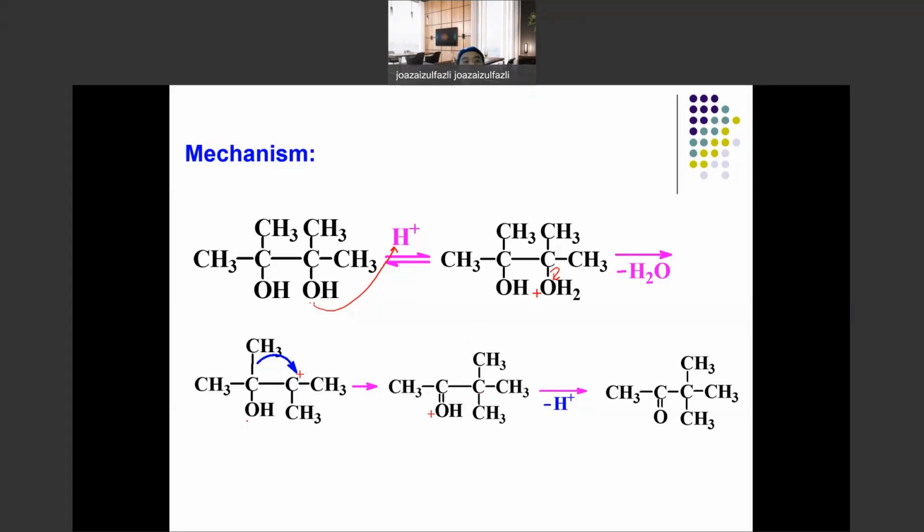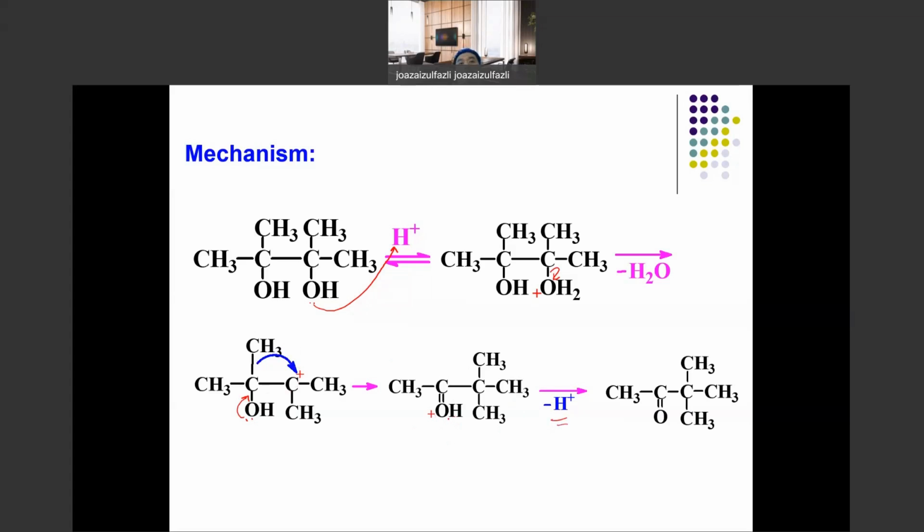If you want to show the full movement of electrons, it will be like this. Because oxygen has a pair of electrons, the pair of electrons can move, and then this group will be transferred or migrated to this carbon, to form a positive charge on oxygen, and then deprotonation.